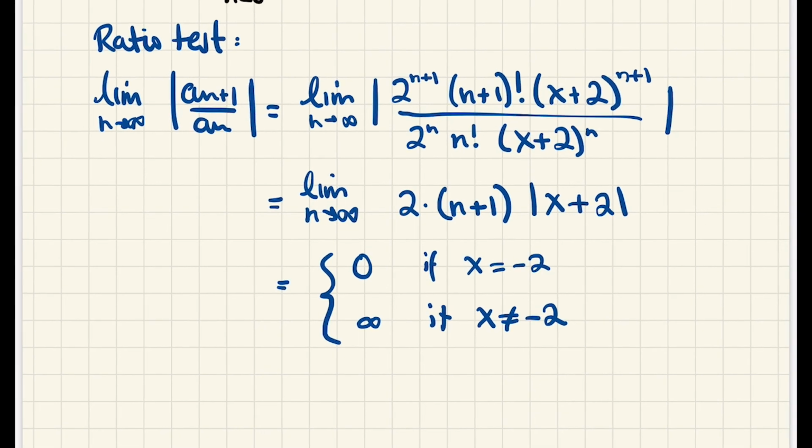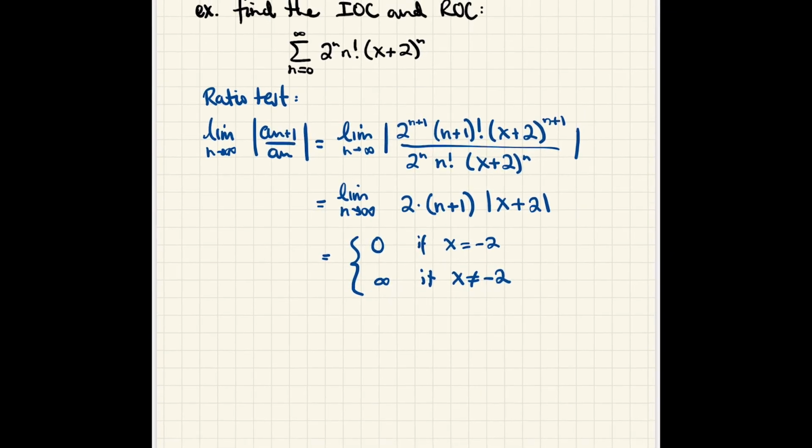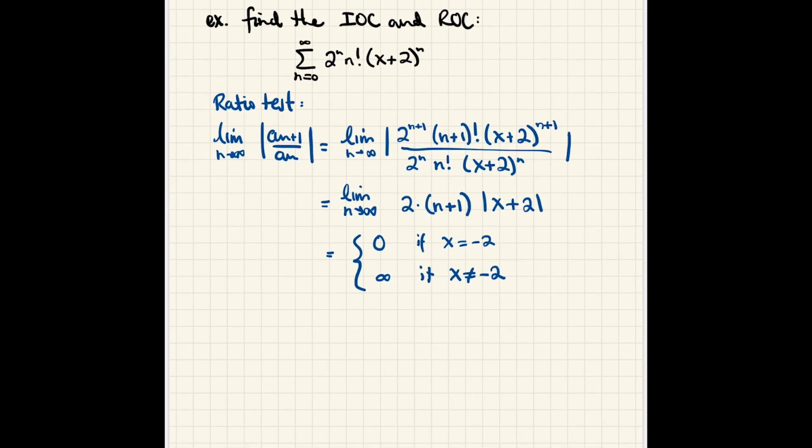All right, so in terms of the ratio test, and the context being we're looking for where this is a convergent series, what does this mean? Well, infinity is, of course, greater than or equal to 1, and 0 is, of course, strictly less than 1, which means that according to the ratio test, this series is convergent only if x is equal to negative 2.